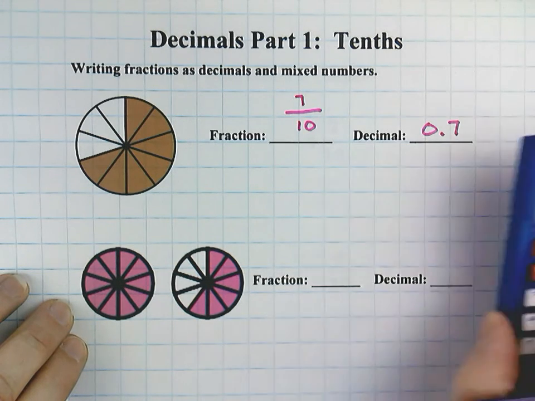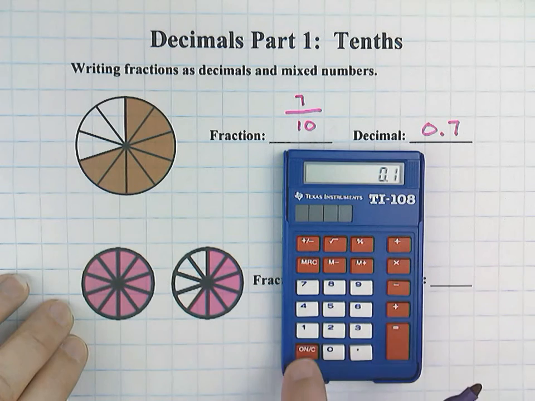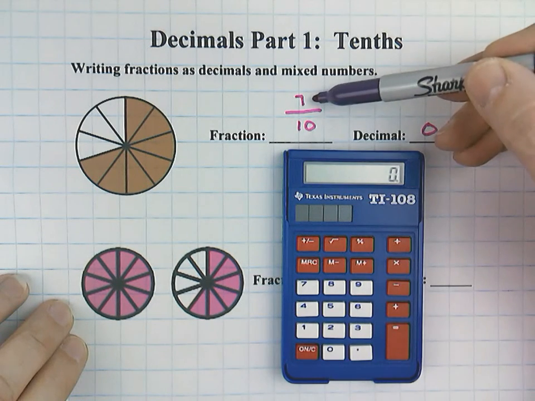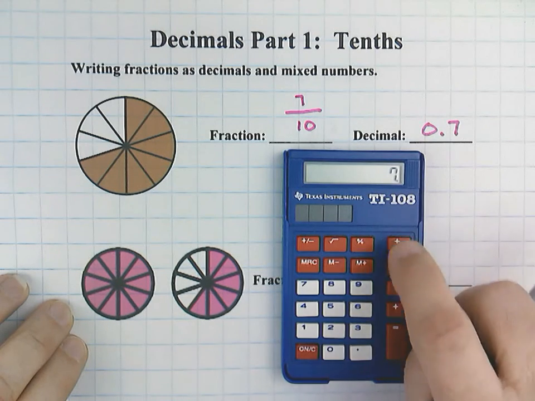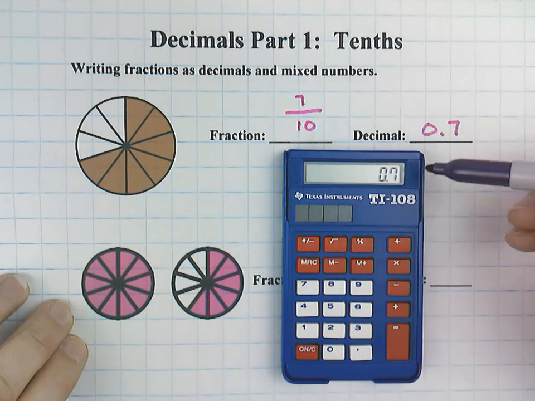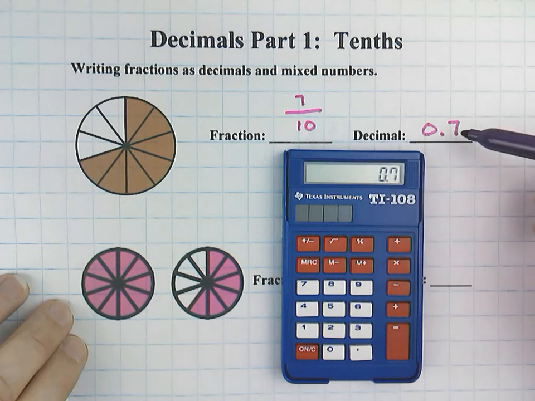And I'm just going to prove that again. Remember, we said we can divide. So if I take my fraction 7 and divide that by the bottom number of 10, you'll see that that equals 0.7, or 7 tenths.